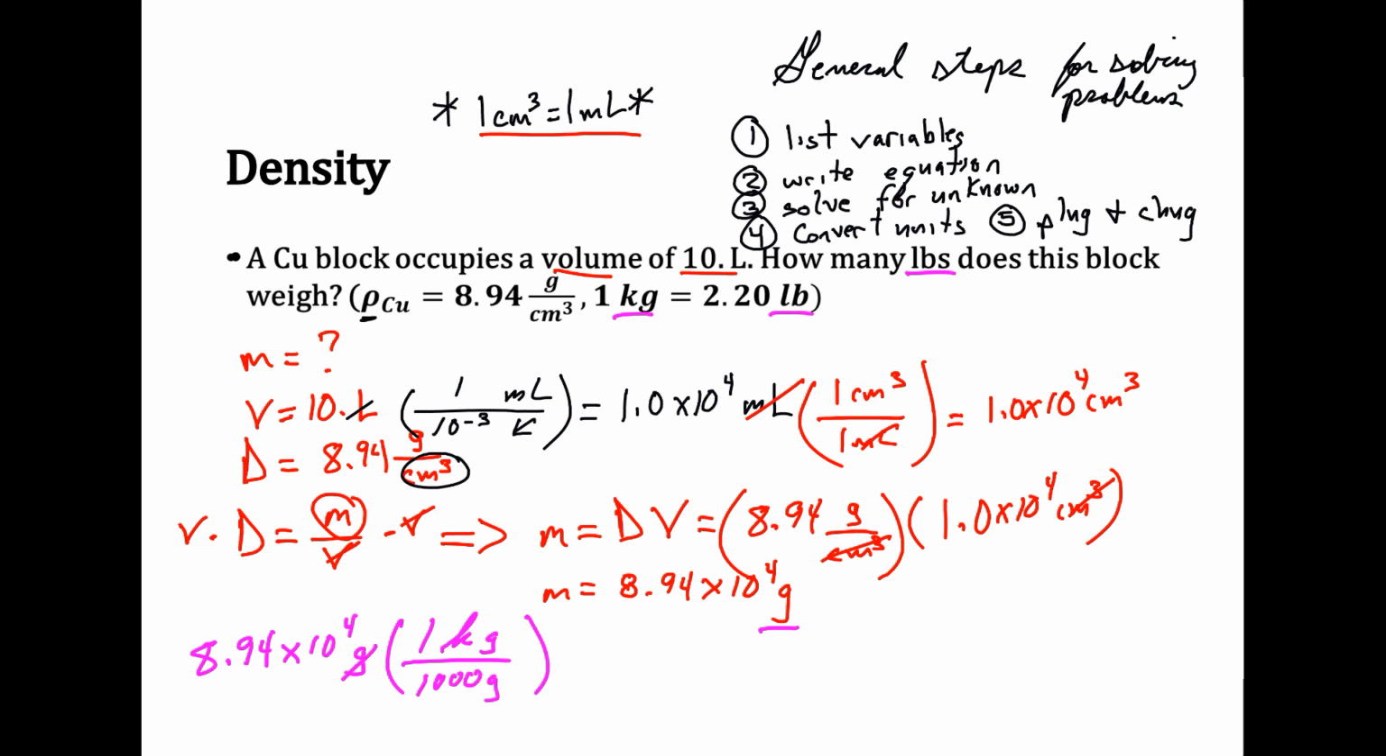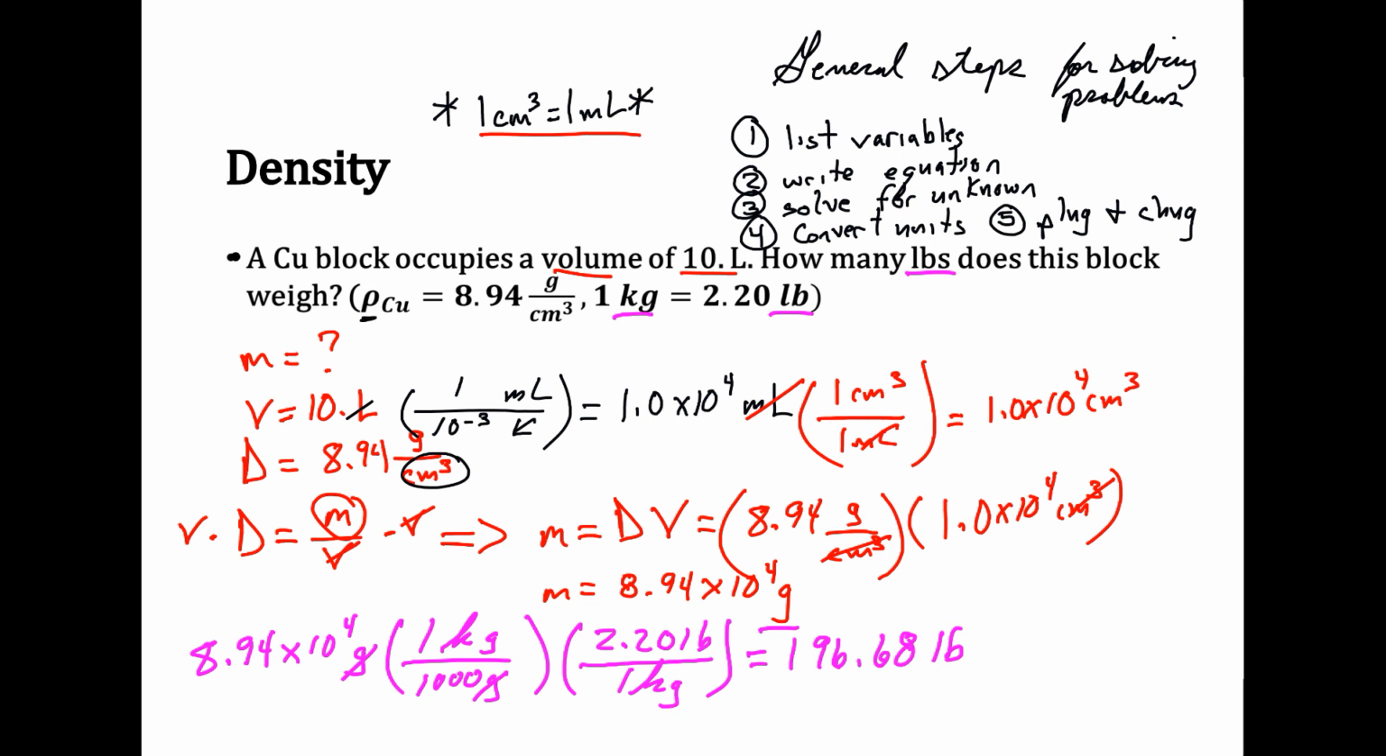So our grams cancel out. We're left with kilograms. And finally, we can multiply by our conversion factor, the 2.20 pounds per 1 kilogram. Upon doing this, you'll get the answer of 196.68 pounds.